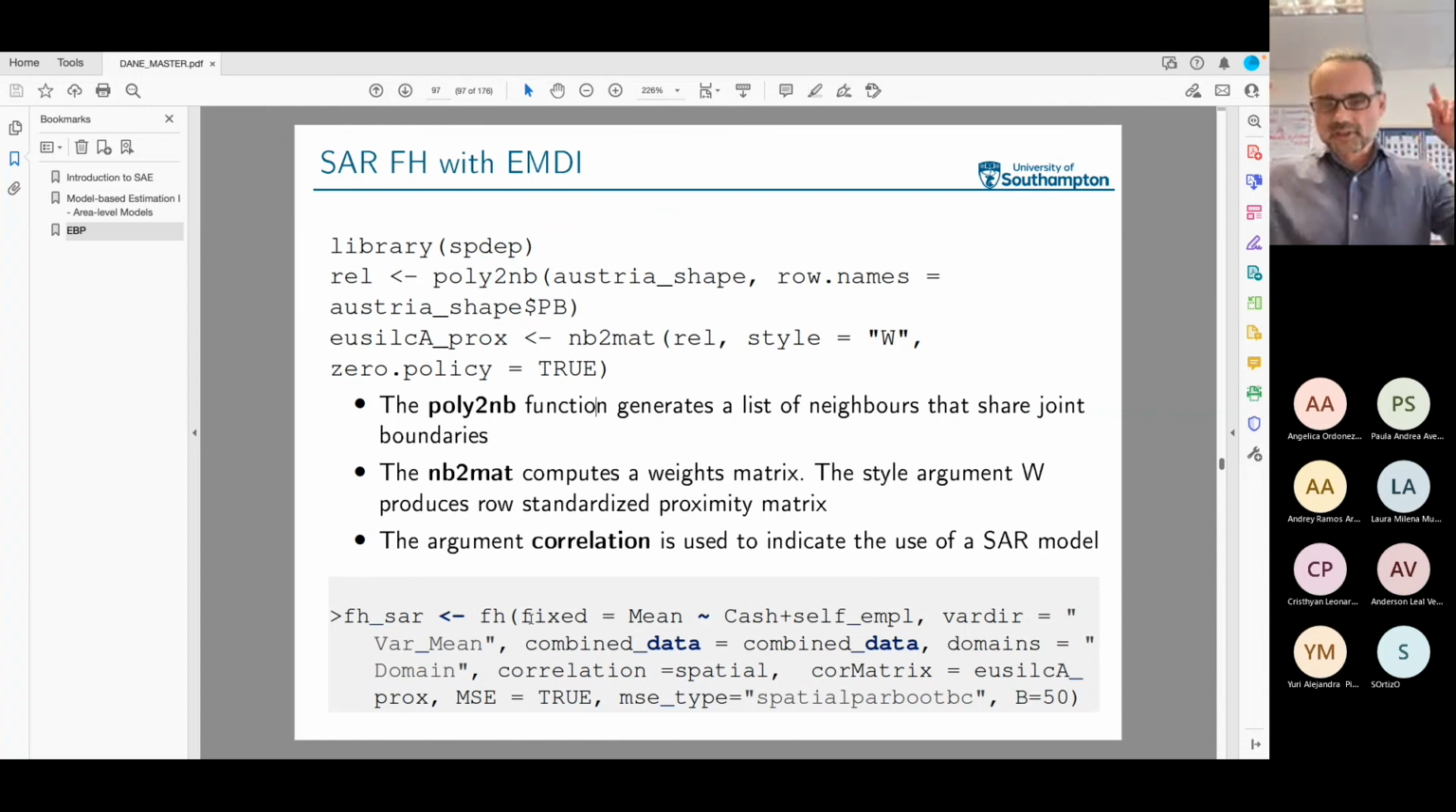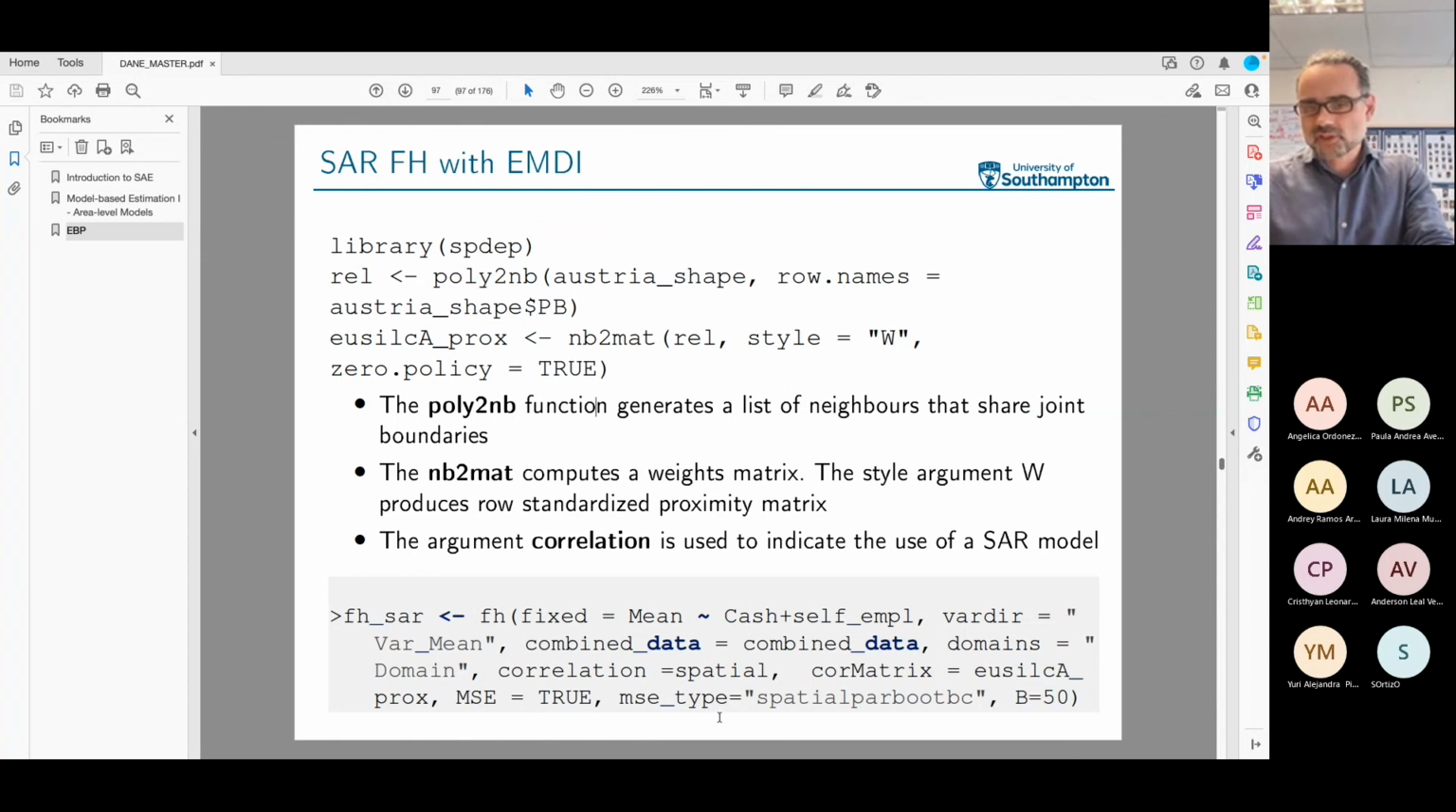The only difference here is that you need to specify the argument correlation, and in that argument you have to specify that you want a spatial correlation, so that EMDI knows exactly what kind of model to estimate. Also you need to specify this proximity matrix, the correlation matrix that is specified here. Once you do that, then you are ready to go.